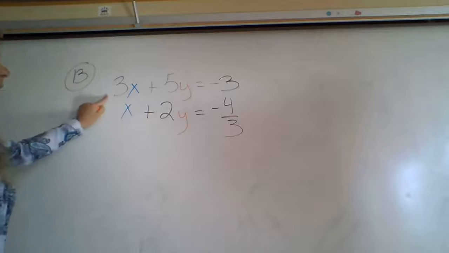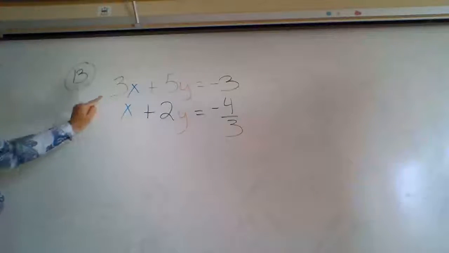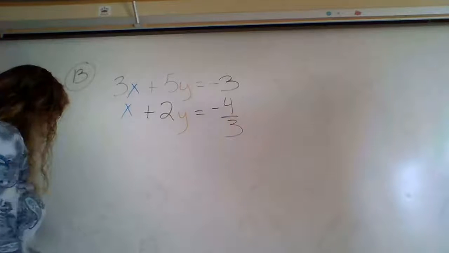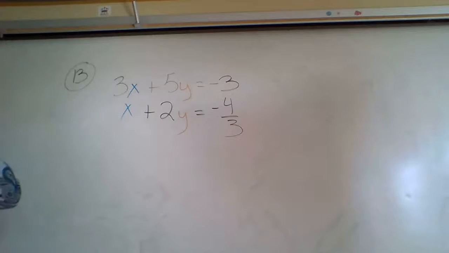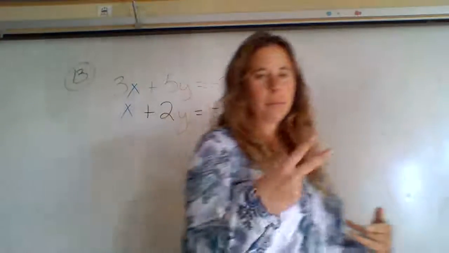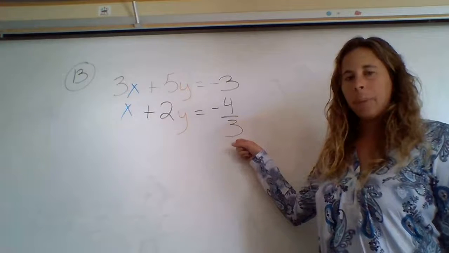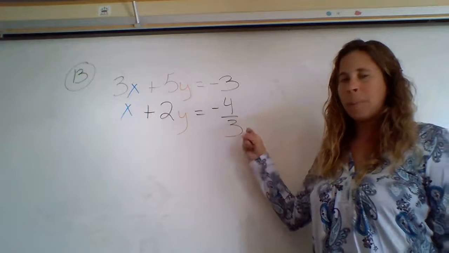Okay. So this is number 13. You're given 3x plus 5y equals negative 3, and x plus 2y equals negative 4/3. I skipped to number 13 for two reasons. The first reason is this is going to freak some people out. Fractions freak people out.